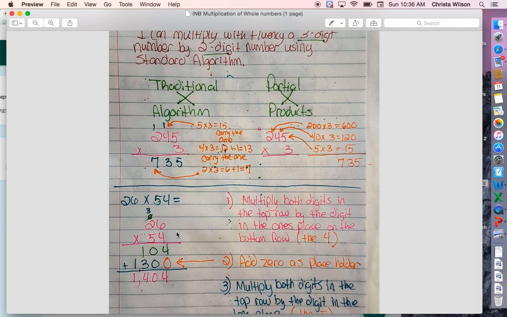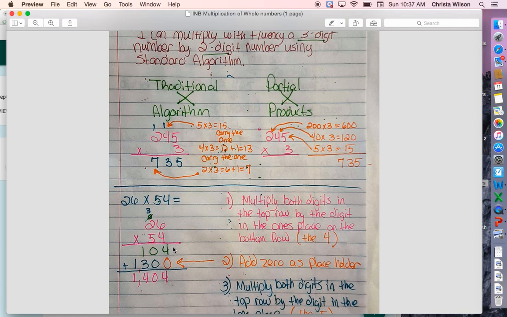Down here, here's an example of a 2-digit by 2-digit multiplication problem. It's the same thing, you just have to remember your place values. This is 26 multiplied by 54. And the first thing you do is you multiply both digits in the top row by the digit in the ones place on the bottom row, or the 4 right here. Okay, so you'll multiply 4 times 6 is 24. And you'll move your 2 up here. You'll regroup your 2. 4 times 2 is 8, plus 2 is 10. So that makes that product 104.